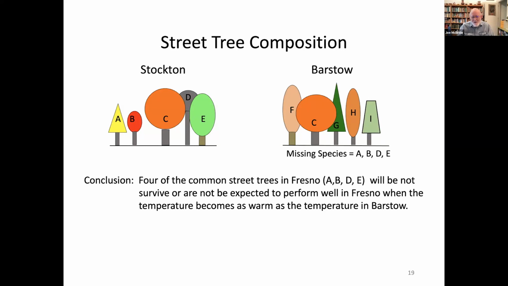And so if those trees were missing because of the change in temperature, we would assume that they would not survive in Stockton by the year 2099, or if they did survive, they would not perform very well. To reinforce our interpretation of this potential loss of trees, we interviewed arborists and city foresters in each of the comparison cities to find out what species we felt would not be present, were not present at the present time because of temperature or irrigation.